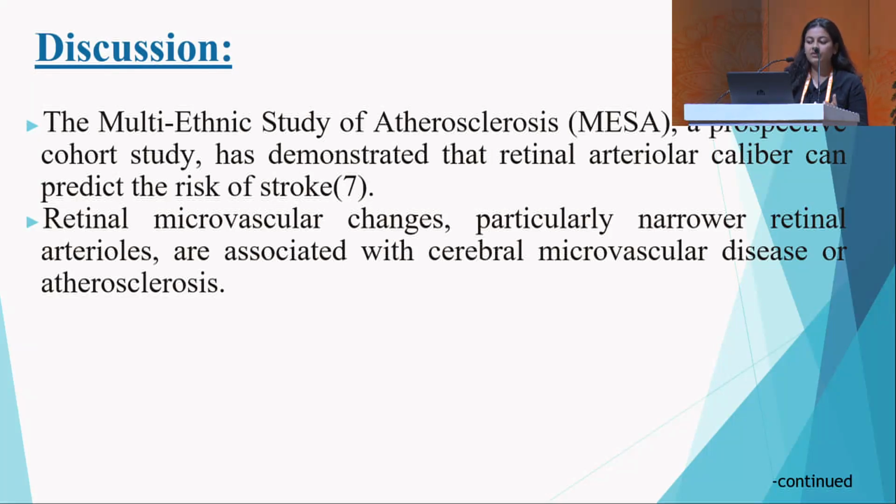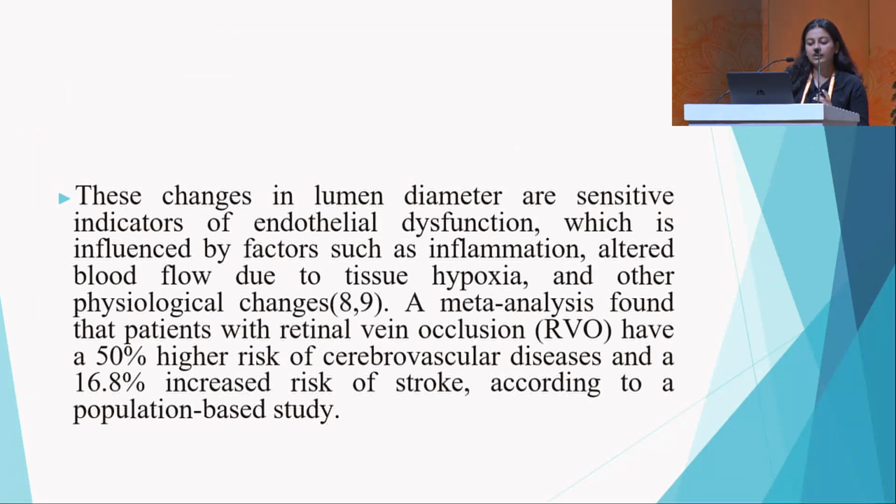As we can see with the MESA trial, which was a prospective cohort study, arteriovenous caliber can predict the risk of stroke. These changes in the lumen diameter are sensitive indicators of endothelial dysfunction, which is influenced by factors such as inflammation or blood flow differences. A meta-analysis also found that RVO had a 50% higher risk of cerebrovascular diseases and a 16.8% increased risk of stroke according to the population-based study.